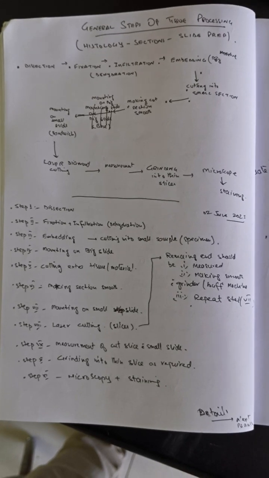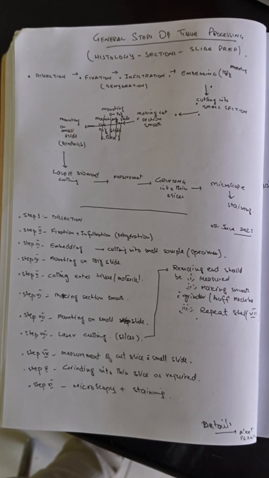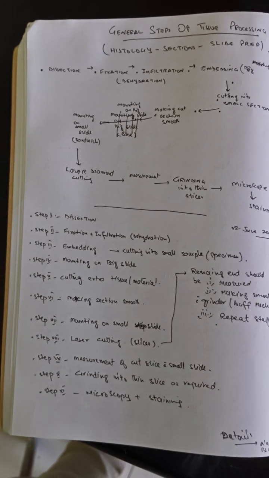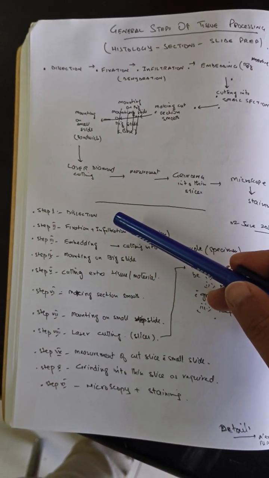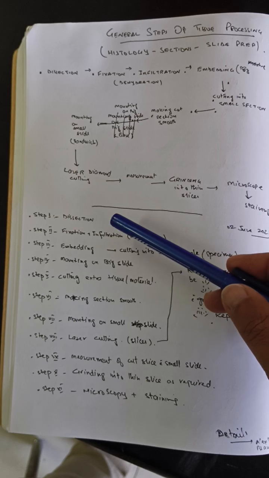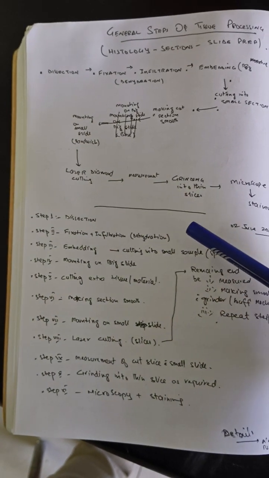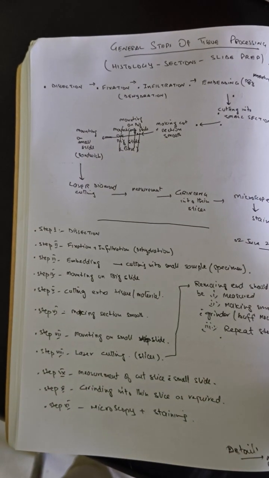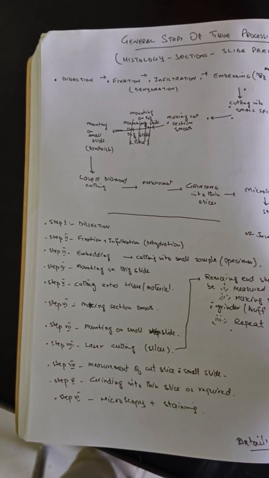In this video, I'm going to explain the general steps of tissue processing. Before our histological examination, we should do the following steps. First of all, we need to do the dissection of any subject, for example, any part of the body, human or animal. Then, after dissection, we use the machine to cut into our desired size and shape.